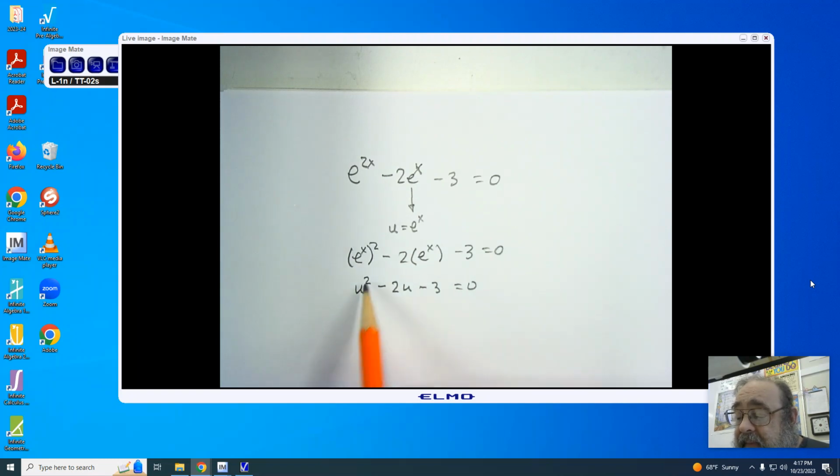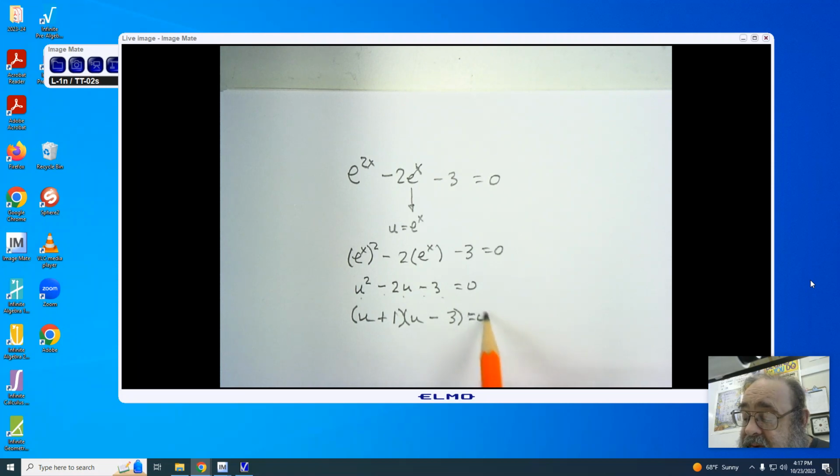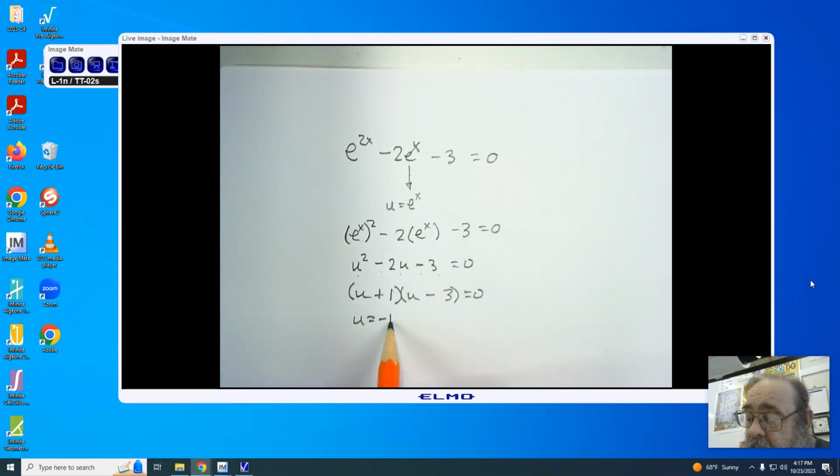So you'll notice by replacing e to the x with u, I have u squared minus 2u minus 3. And this factors. You notice I've got a 3 and a 1, and I want a negative and a positive. That means that if I'm solving, u has to equal negative 1, and u has to equal a positive 3. The problem is, e to the x is u. And we know that e to the x is always greater than 0, which means that e to the x equaling a negative 1 is not possible. It is outside of the domain and cannot be solved.